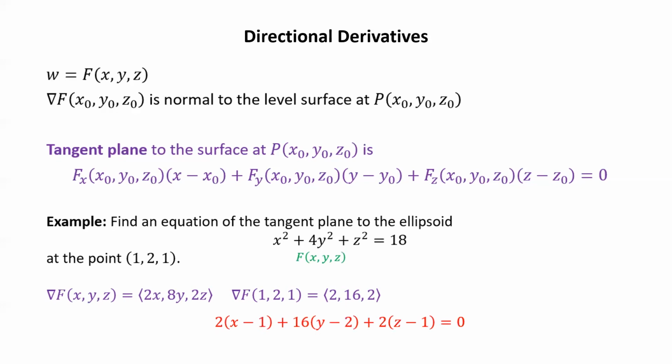So we can write an equation of the tangent plane as 2, that's the x component of the gradient, times x minus 1, the x coordinate of the point, plus 16, the y component of the gradient, times y minus 2, that's the y coordinate of the point, plus 2, that's the z component of the gradient, times z minus 1, the z coordinate of the point, equals 0.